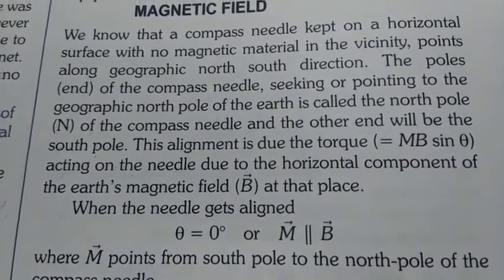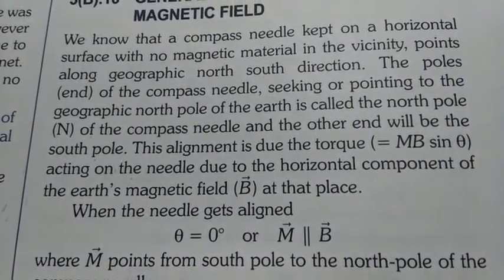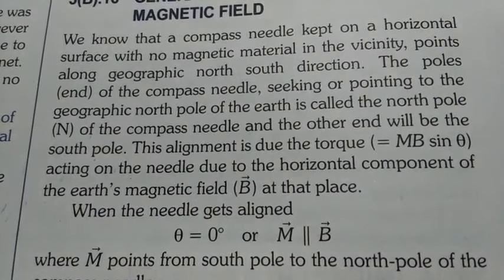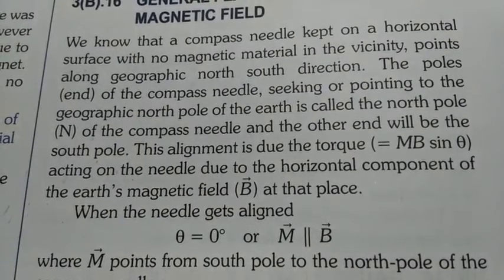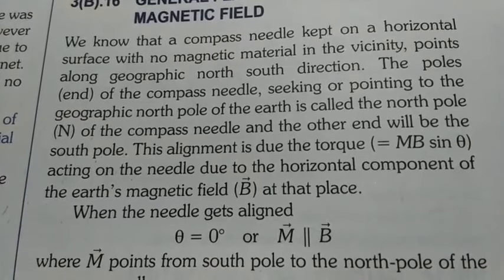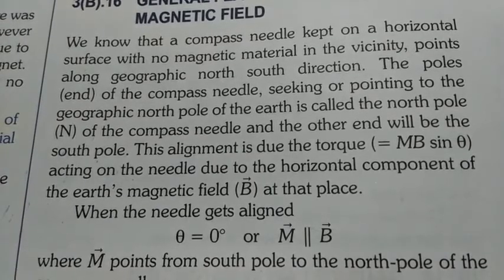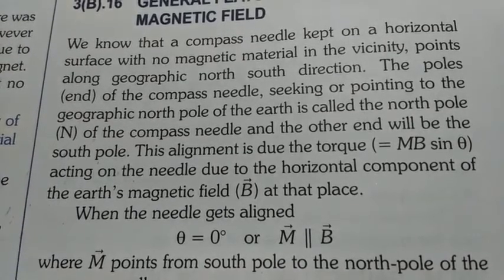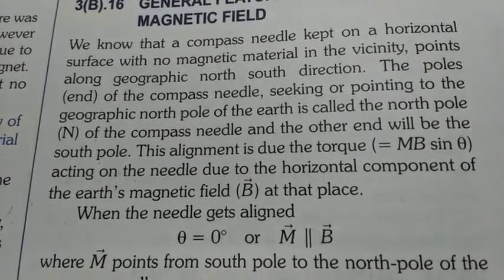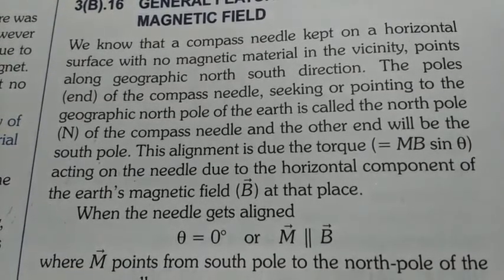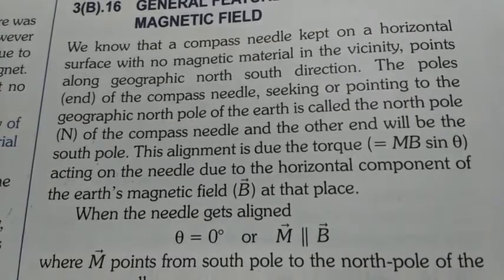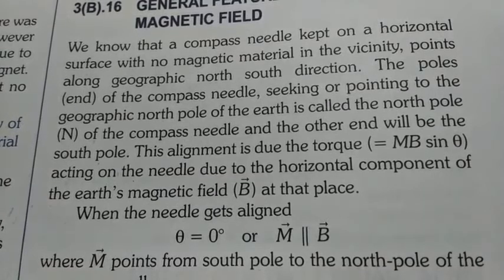When a compass needle is kept on a horizontal surface with no magnetic material in the vicinity, that means no other magnetic material is present around it, it always points towards north and south. Why does this happen? This alignment is due to the torque mB sin theta acting on the needle due to the horizontal component of the Earth's magnetic field at that place.